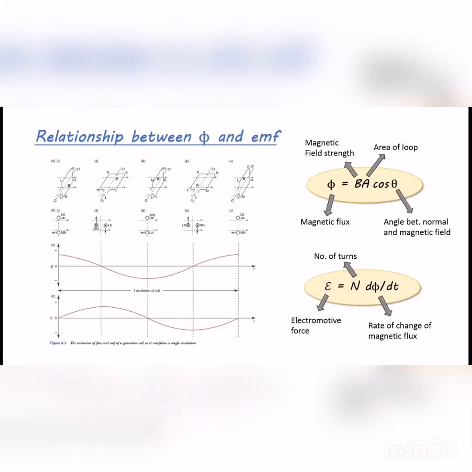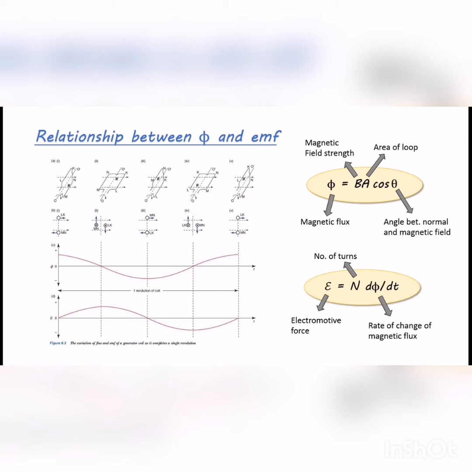So, now I'm going to talk about the relationship between the magnetic flux and EMF. In the equation, phi equals BA cos theta. Phi represents magnetic flux, B symbolizes magnetic field strength, and A is the area of the loop. Theta indicates the angle between the normal line and the magnetic field.